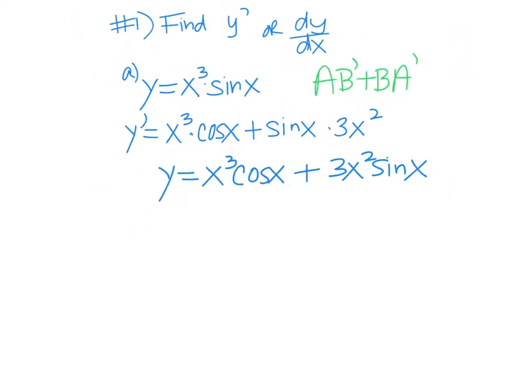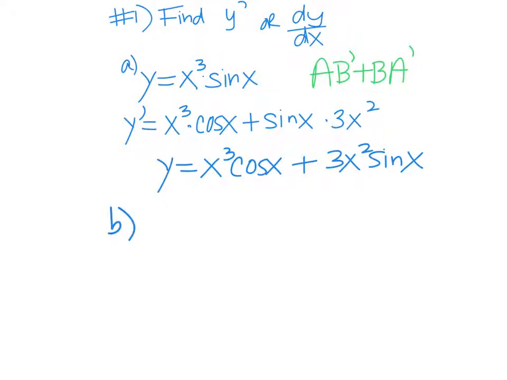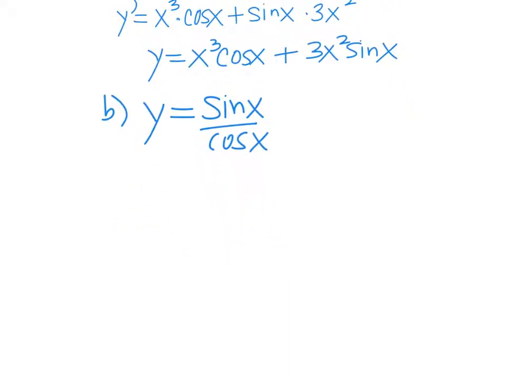Okay, let's do another one. B. Let's do this one. Y equals sine x over cosine x. Now, you know that sine over cosine is what? It's tangent. But I'm going to show you that you can use the quotient rule to get the derivative. Like, let's say you're on a test and you have to find the derivative of tangent and you forget that it's secant squared, right? That's one that you might forget. You can always change tangent into sine over cosine and do the quotient rule.